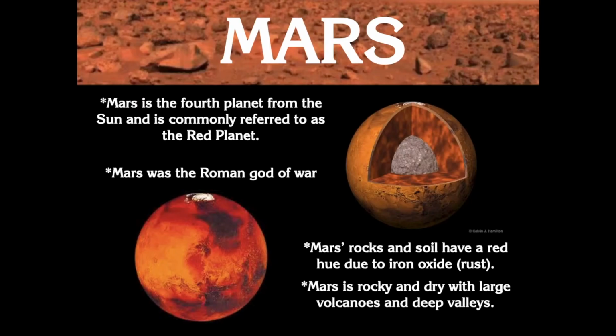Now let's move into Mars. Mars is the fourth terrestrial planet. Remember, terrestrial meaning land planet. And it's commonly referred to as the red planet, mainly because of the iron oxide. Remember iron oxide, which is commonly known as rust. Now, Mars was also the Roman god of war. Mars is very rocky. If you watch any of the footage of Curiosity on Mars, very rocky, very dry.